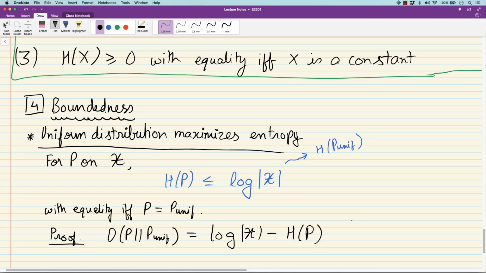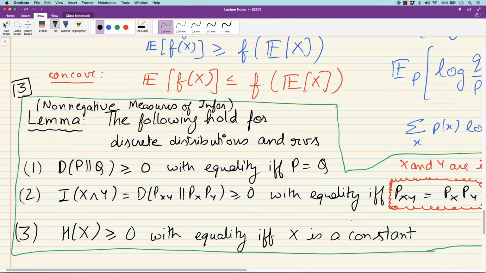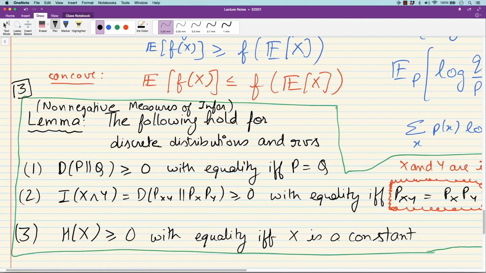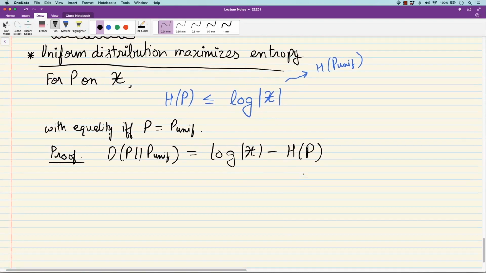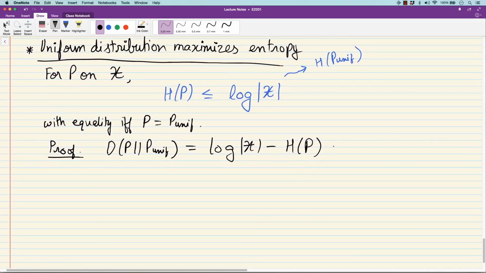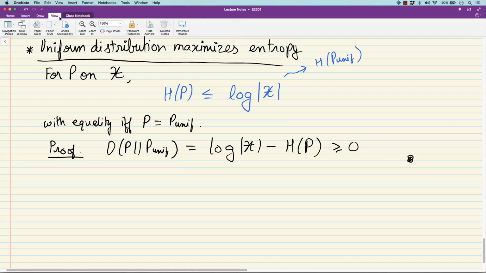And we already saw in the previous lemma that divergence is non-negative and equality holds if and only if P equals Q. And this is simply a consequence of that property. So this is non-negative with equality if and only if P equals P uniform. Okay, so uniform maximizes entropy. H of P is always less than or equal to log of cardinality of X. This is true for X with finite cardinality. This is a very important property we should remember throughout this course.